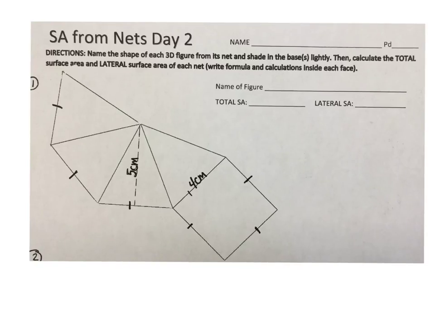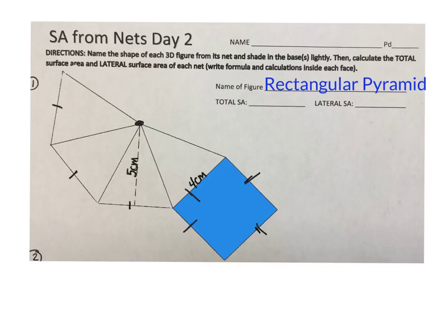All right, so first we need to identify the figure, and by that we need to identify the base first. The base of this one is a rectangle, but more specifically it is a square. And that's what these hash marks mean in this object right here. So 4 sides are equal, it is a square. So it is more specifically a rectangle. So it is rectangular and it is a pyramid because it has the 4 triangles. So let's label it rectangular pyramid.